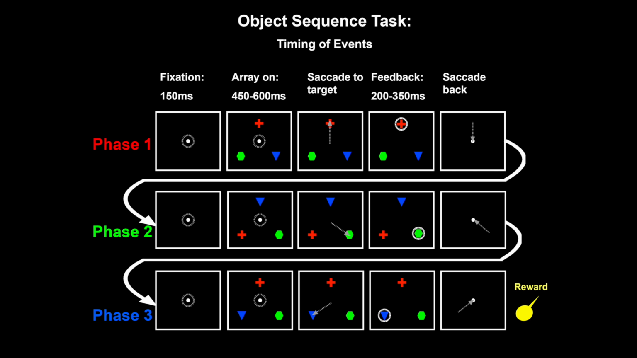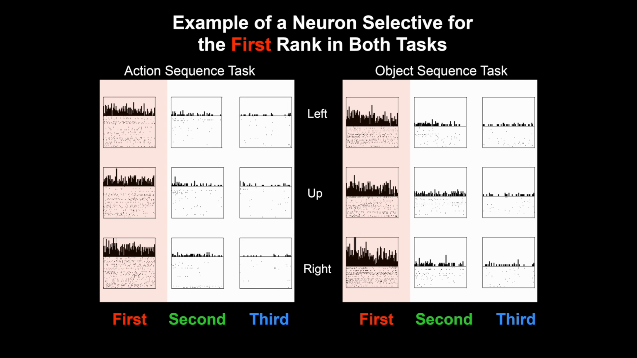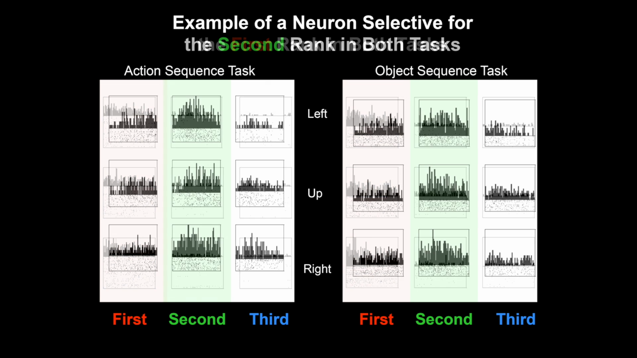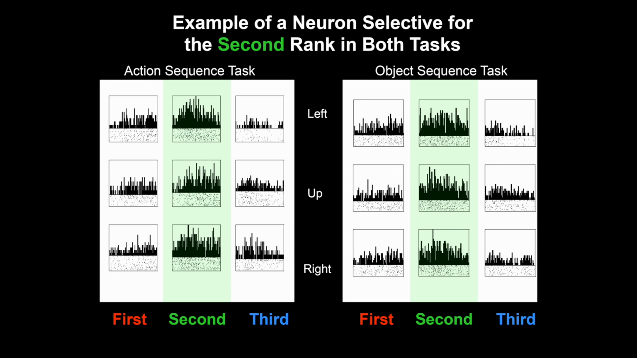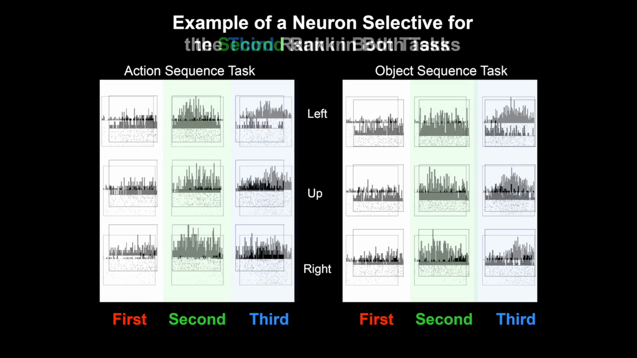Well, we found that in the context of this task, in fact, many neurons signal the same rank as they did in the previous task we studied. Let me give you an example. This is an example of a neuron selective for rank 1 in the action sequence task, and we recorded the same neuron in the object sequence task. And we can see that the neural selectivity for the first rank is preserved. We also found examples of neurons signaling rank 2 in both tasks and rank 3.